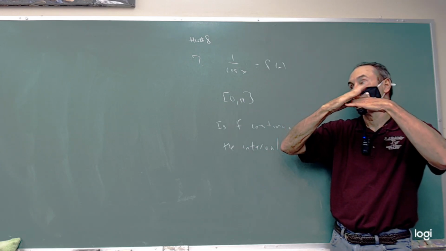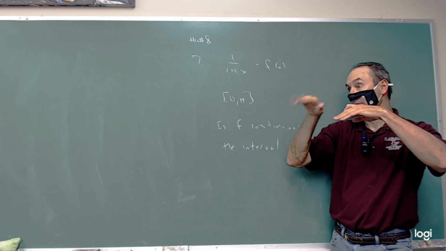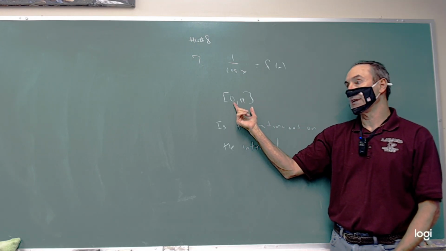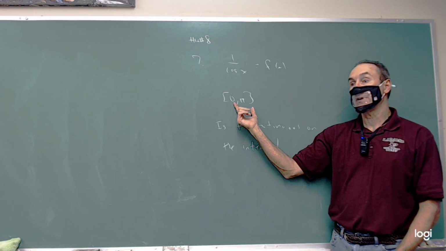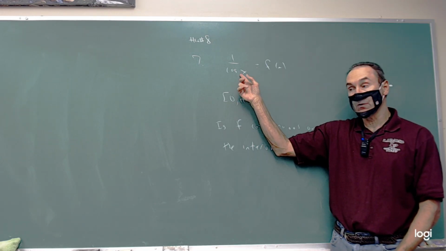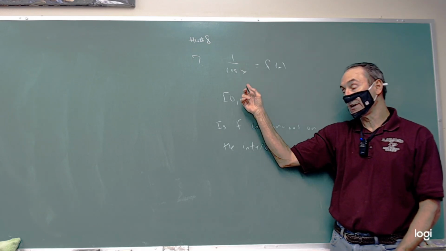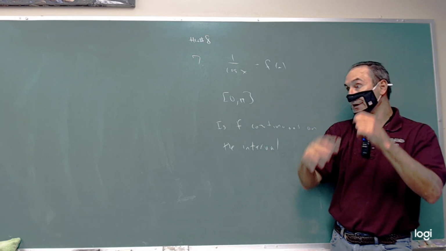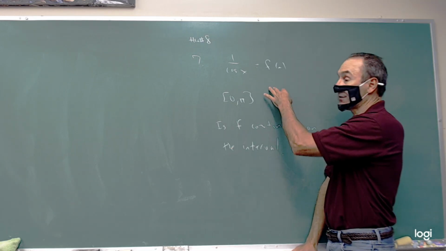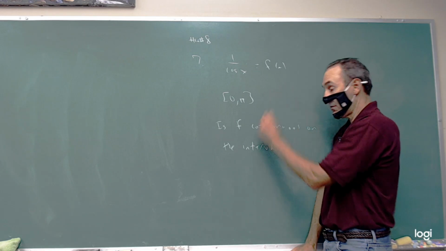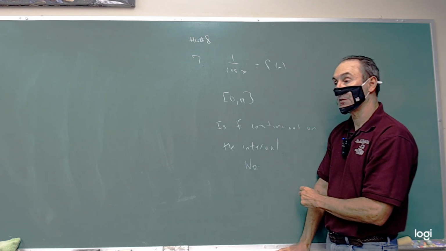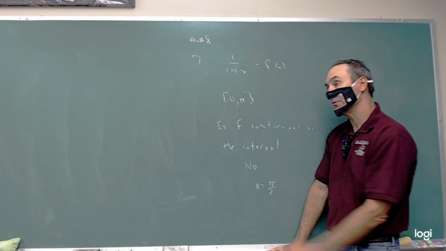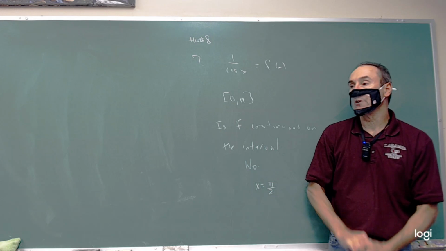Let's see. Pi over 2, 3 pi over 2, all the odd multiples of pi over 2. Well, there's a pi over 2 in between here. So at pi over 2, cosine is 0, and that's going to be 1 divided by 0, which means it's going to be undefined. There's going to be a vertical asymptote there. So is this continuous on this interval? The answer is no. And I don't think they asked us, but it's going to be discontinuous at x equals pi over 2.